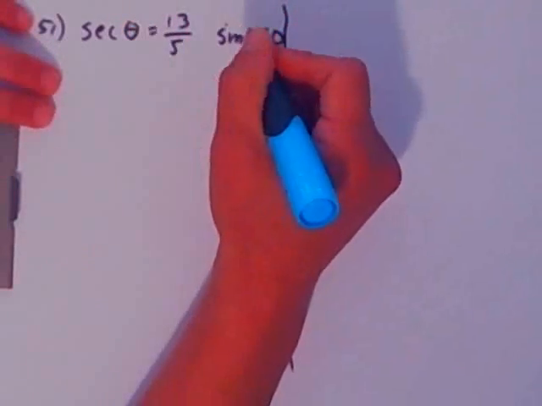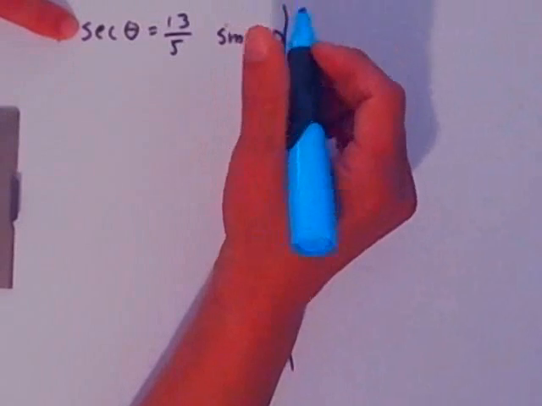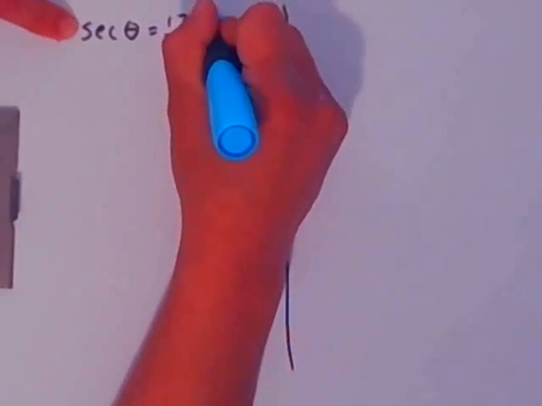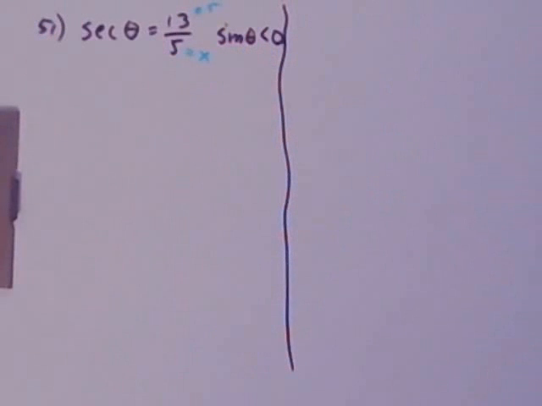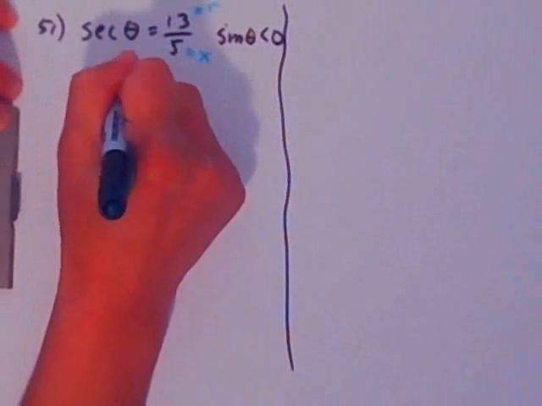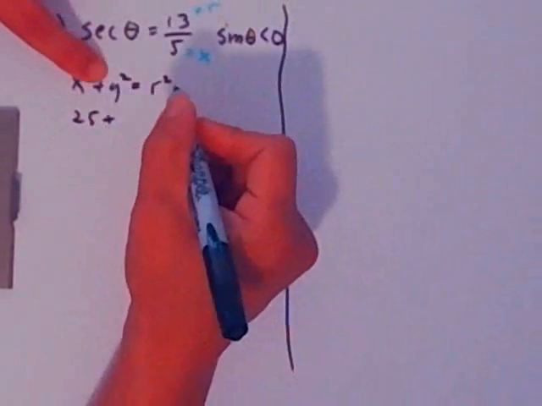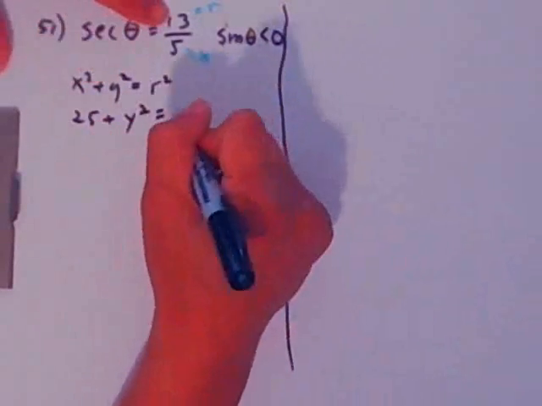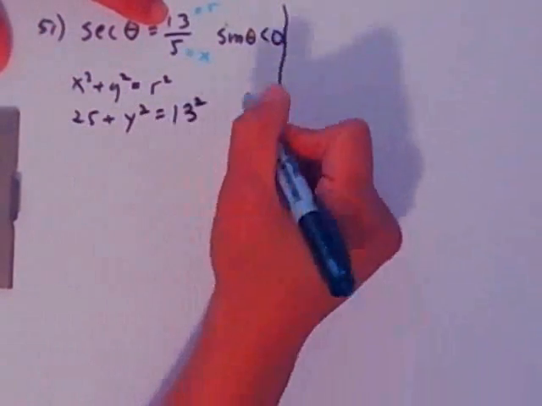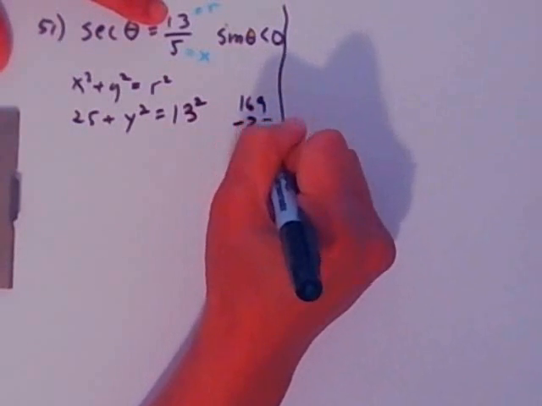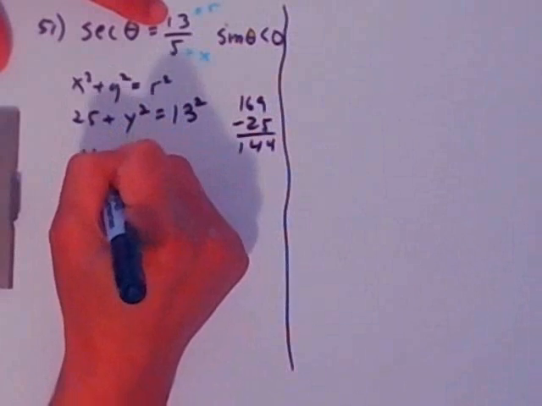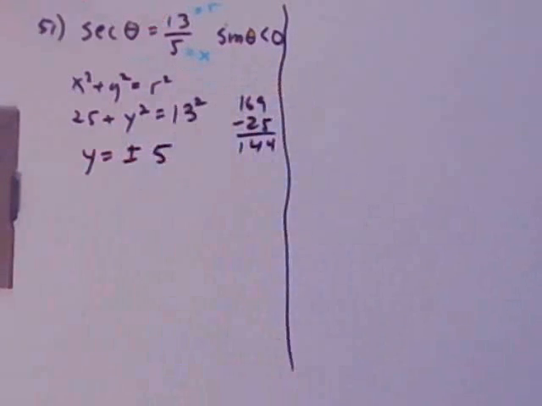I remember the cosine is going to be x over r, so secant is going to be r over x, and it has to be x right there. And then I use the Pythagorean theorem to figure out what my y value is, because that's what I'm missing. So x squared plus y squared is equal to r squared. X squared, 25, plus y squared equals 13 squared. 13 squared is 169 minus 25 is going to be 144. Y is equal to plus or minus 12, guys. Okay? Don't forget the plus or minus.